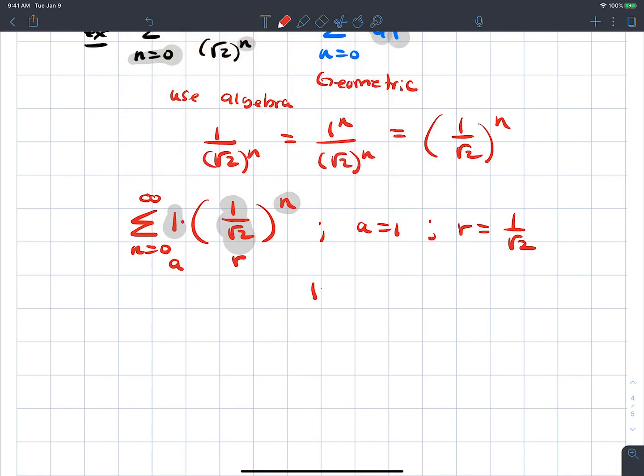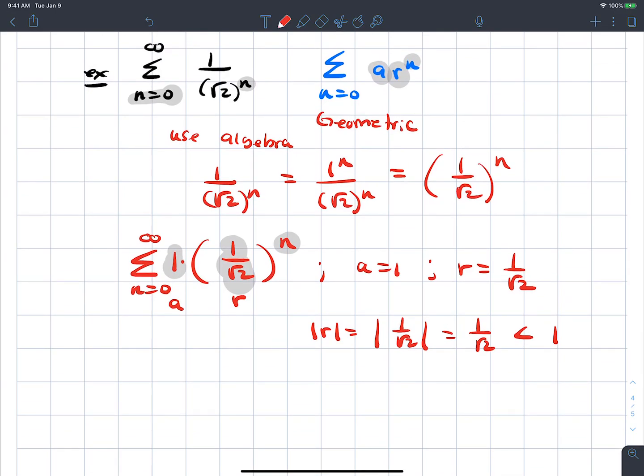Well, the absolute value of r, which is the absolute value of 1 over the square root of 2, is 1 over the square root of 2. Now, ladies and gentlemen, the square root of 2 is about 1.4. So 1 over 1.4 is actually going to be smaller than 1. So this geometric series is actually convergent. This is what they're asking us to do. And because it's convergent, we need the sum.